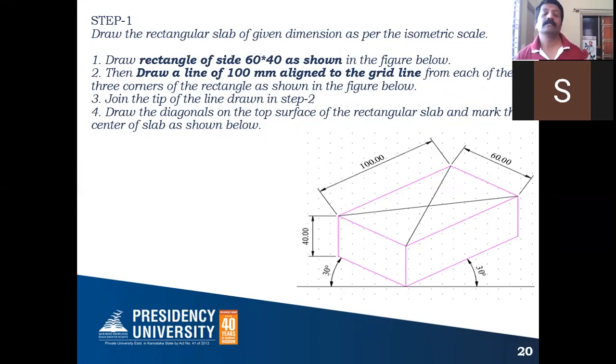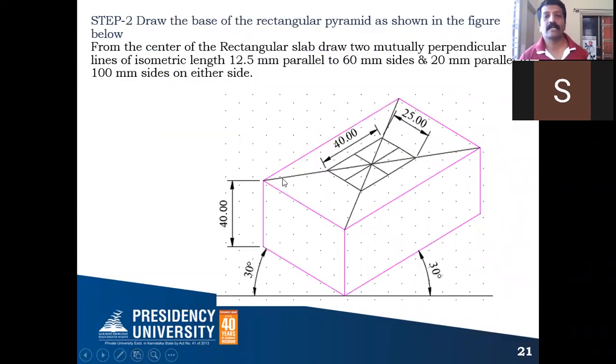So how to place a rectangular pyramid? About that, first we need to find out the center of the top of your rectangular slab. How to do it? Draw the diagonals. You are going to get this center. After getting the center, from this center point you draw a 30-degree line parallel to this or this. Similarly, from the same center you draw a 30-degree line in this direction, parallel to this or this.